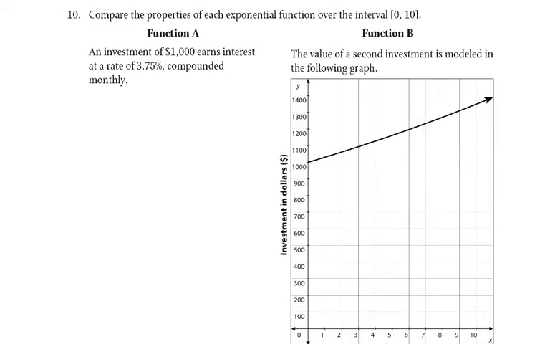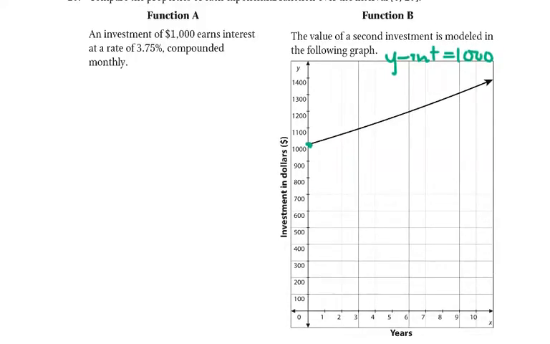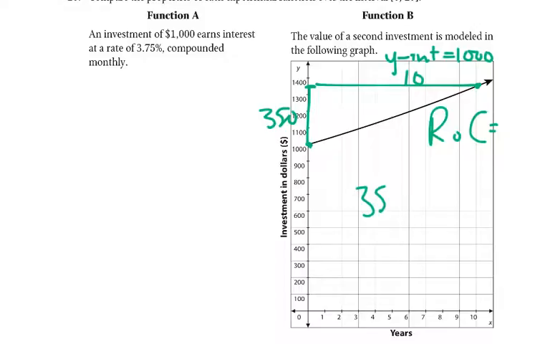Okay, now number 10, from the interval 0 to 10. So y-intercept here is 1,000. That's easy enough, right? We like the graphs for that reason. Okay, the rate of change 10 is right here. So we probably call that right about there, about 1350. So we go up. 1,000 to 1350 would be 350. To the right, 10. So our rate of change would be 350 over 10, or 35. So every year, we're earning about $35. Okay. All right, now function A.